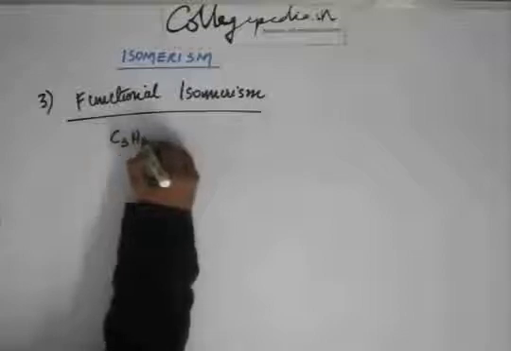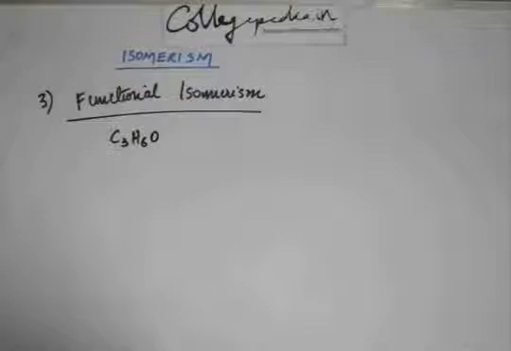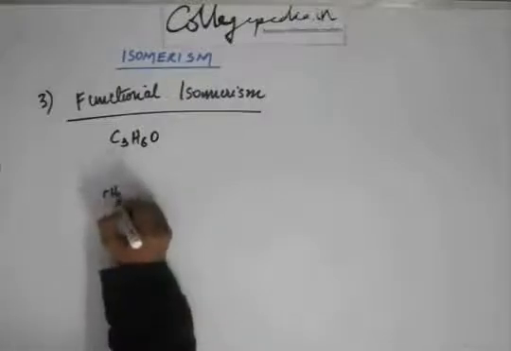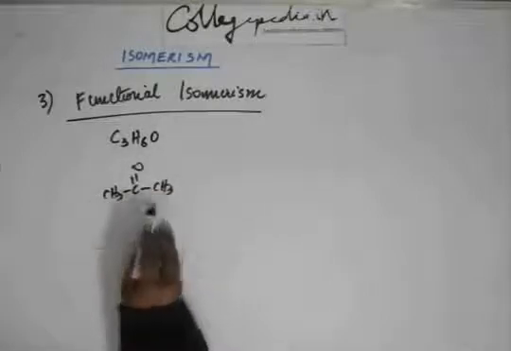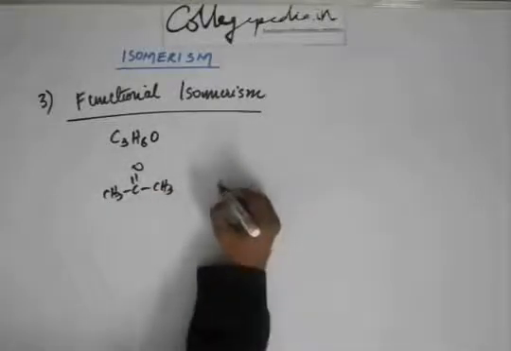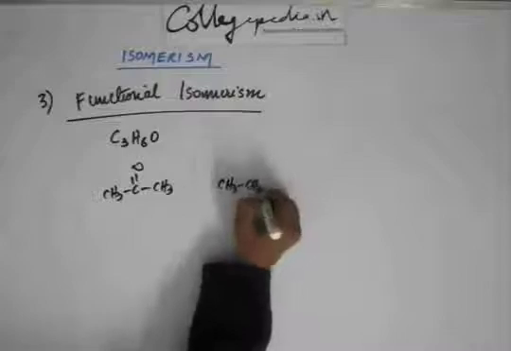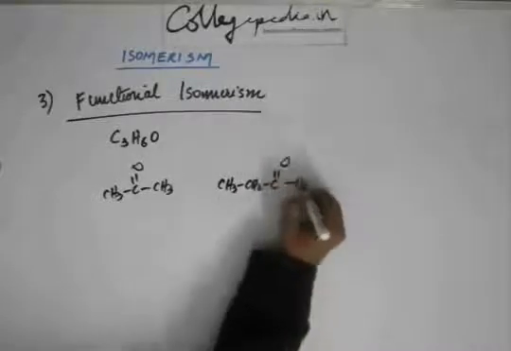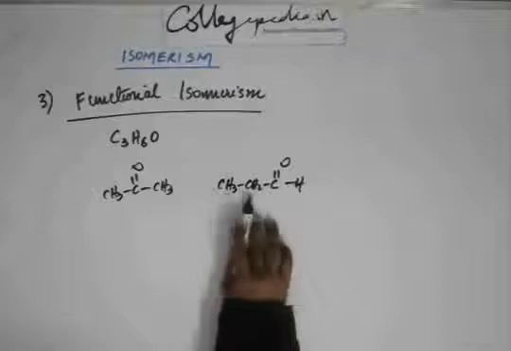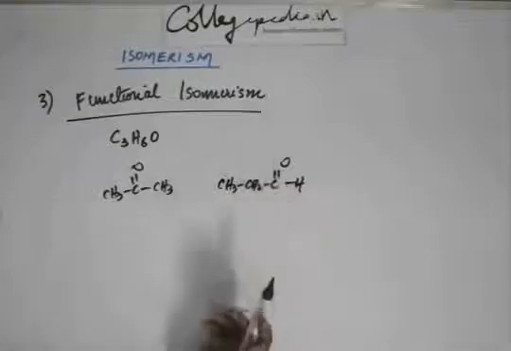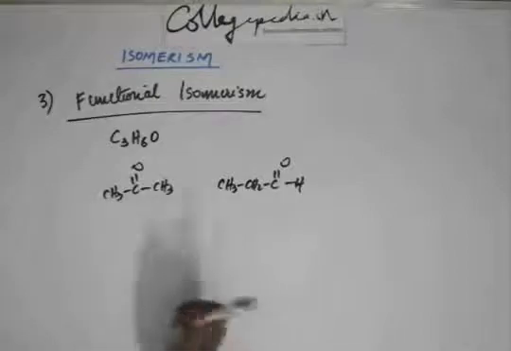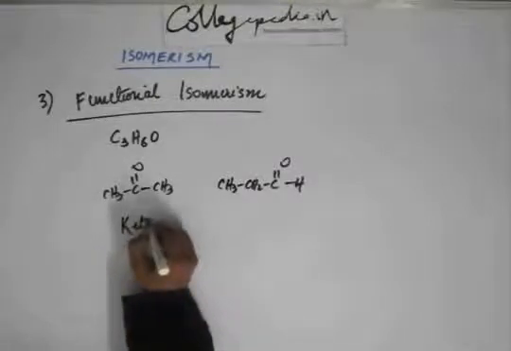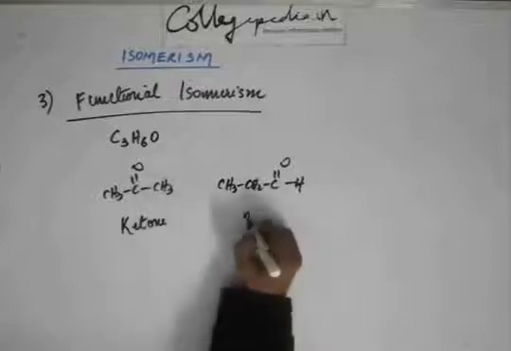For example, suppose a molecular formula is given as C3H6O. Now this can be acetone, C3H6O. This is a ketone. This can be an aldehyde as well. This can be propanol, C3H6O. They have the same molecular formula, but the functional group is different. The functional group here is ketone, and the functional group here is aldehyde.